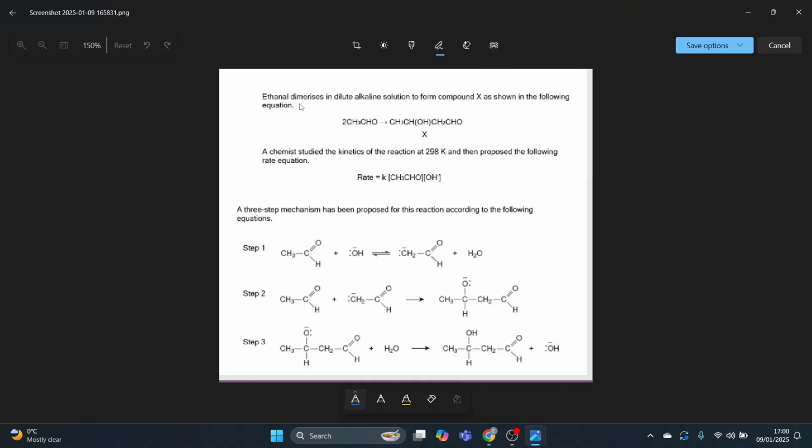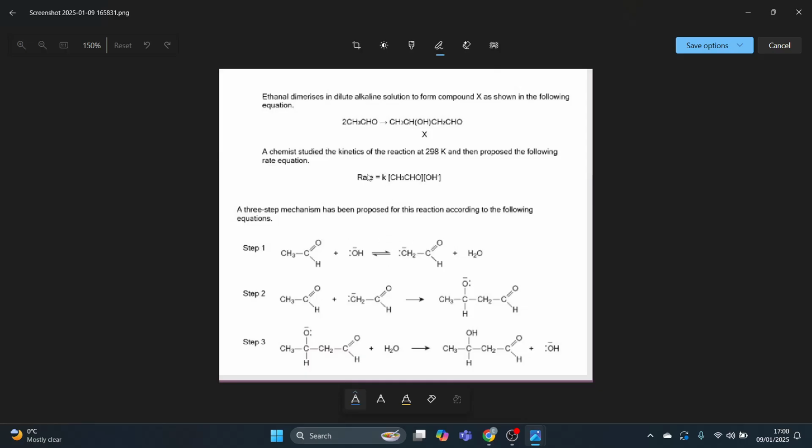Ethanol dimerises in dilute alkaline solution to form compound X as shown in the following equation. The chemists studied the kinetics of the reaction at 298 Kelvin, aka 25 degrees Celsius, and then proposed the following rate equation. A three-step mechanism has been proposed for this reaction according to the following equations: step 1, step 2, step 3. You know, the classic kind of question. State which one is the rate determining step.